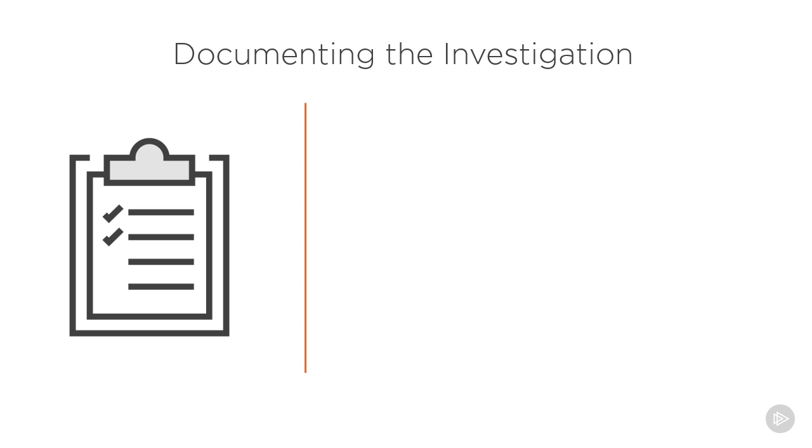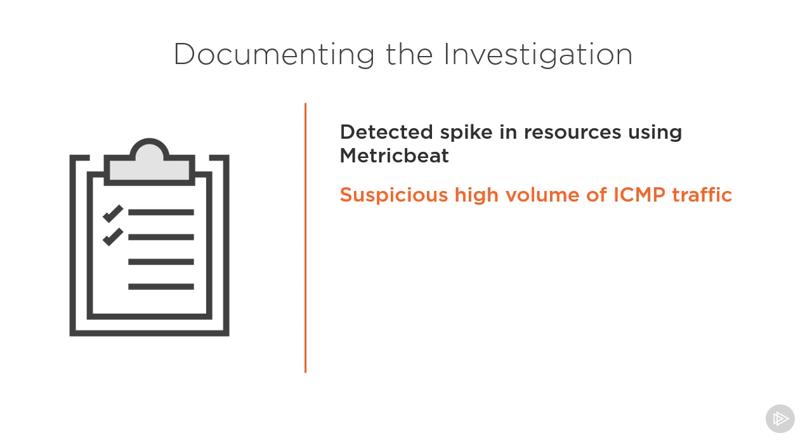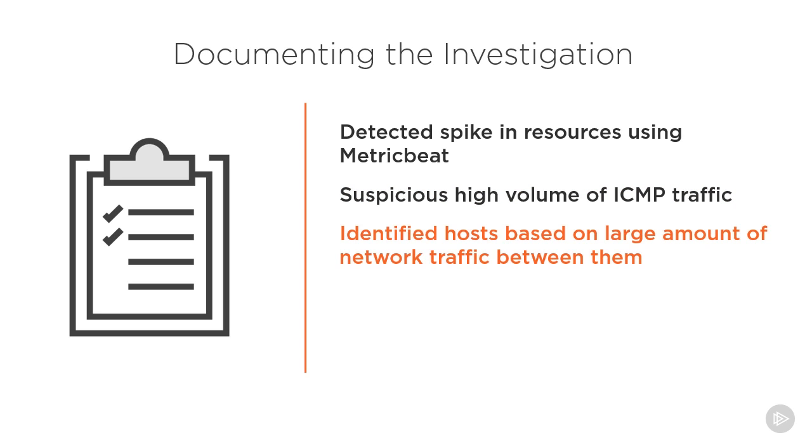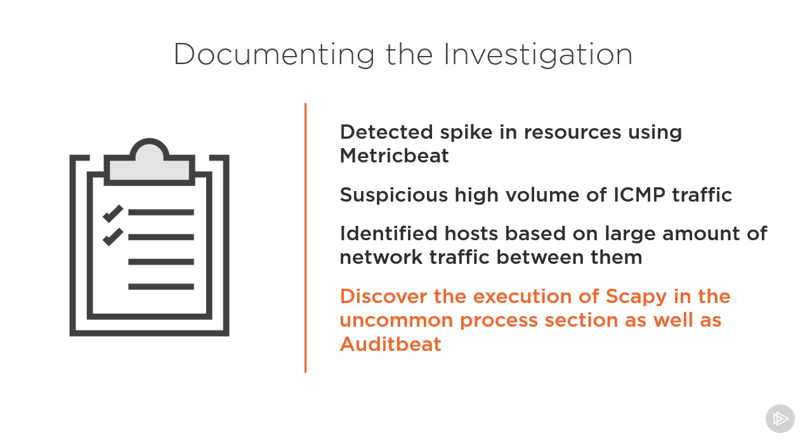To summarize and document our findings so far, we have started investigating a spike in resource consumption based on data collected using Metricbeat. Correlating the machine and the time frame, we have identified a high volume of ICMP traffic. Based on the same time frame, we have identified also machines that were communicating with each other. And finally, we managed to find the source of the attack, where Scapy, a packet crafting Python framework, was installed on the compromised system.